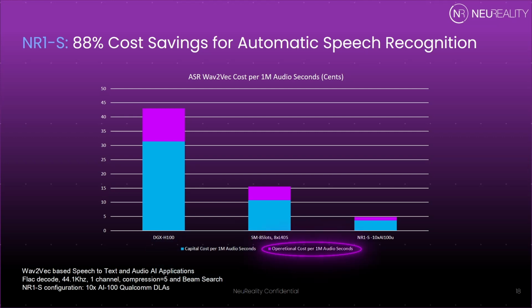And in purple, you see the operational expense, which is based on the power consumption and the average cost of energy across the US. And you can see that for this deployed pipeline, when you measure the cost of 1 million audio seconds that you're processing, you can drop from 43 cents to less than 5 cents. It's really changing our thinking and allows us to deploy more AI without thinking about the ROI, because we can now try more things and find the killer app that really increases the bottom line of your organization.